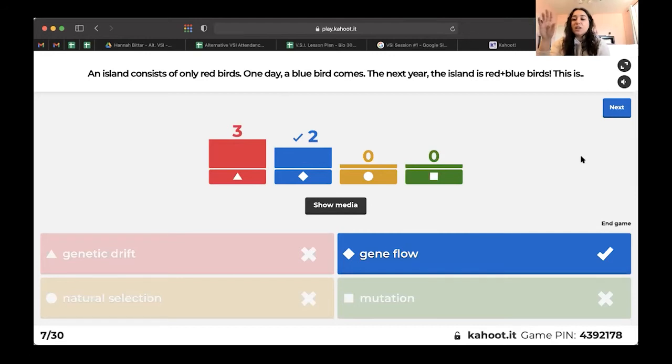Gene flow, you can think about it like literally the words gene flow, like genes are getting flown. The regions are migrating, and then the new region gets introduced to the genes from the other region. So if a bird flies over to another island and breeds with another bird, that is gene flow.